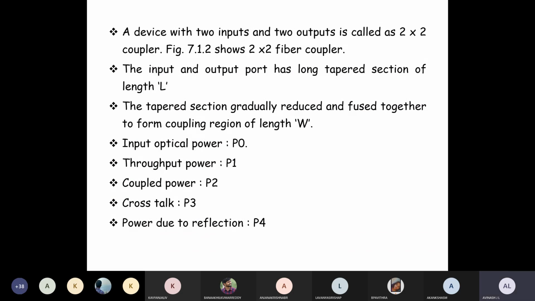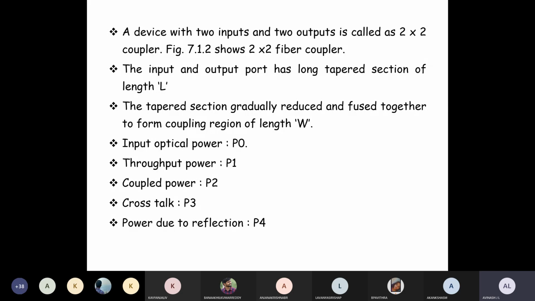The input and output ports have a long tapered section of length L. The input port has the long tapered section L, and the output also has the same long tapered section L. Now the tapered section is gradually reduced and fused together to form the coupling region of length W. That is where the coupling is going to happen. The entire coupling region will be of length W. So those are the construction details.